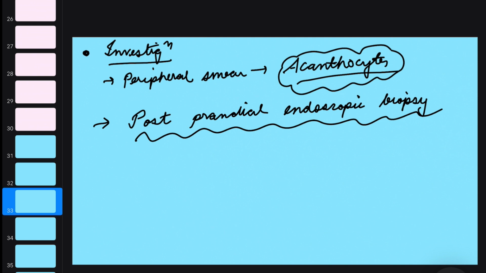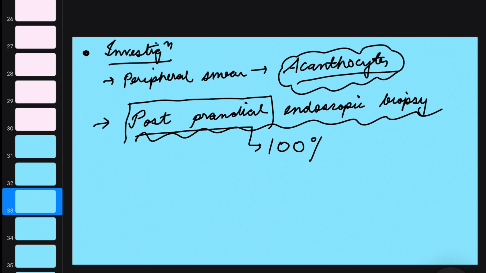Remember this. Abetalipoproteinemia is one of those very rare entities wherein, first of all, we are taking a postprandial endoscopic biopsy. Majorly, we take preprandial, before eating, an endoscopic biopsy. This is one where we do a postprandial endoscopic biopsy, first of all. And second of all, very, very important, it is 100% diagnostic. Such an incredible thing. 100% diagnostic in postprandial endoscopic biopsy.